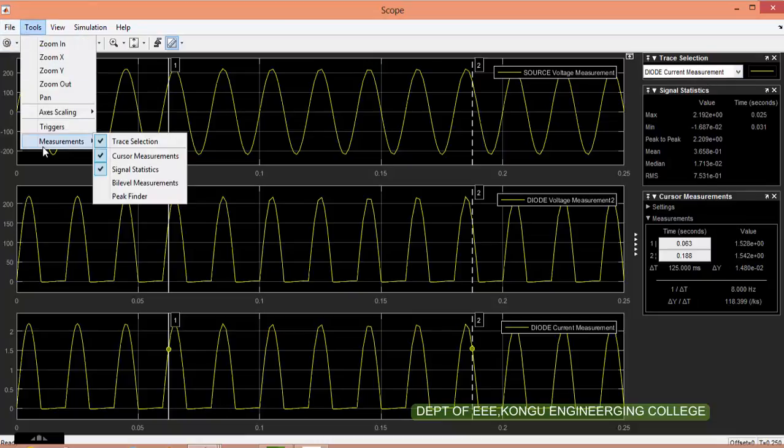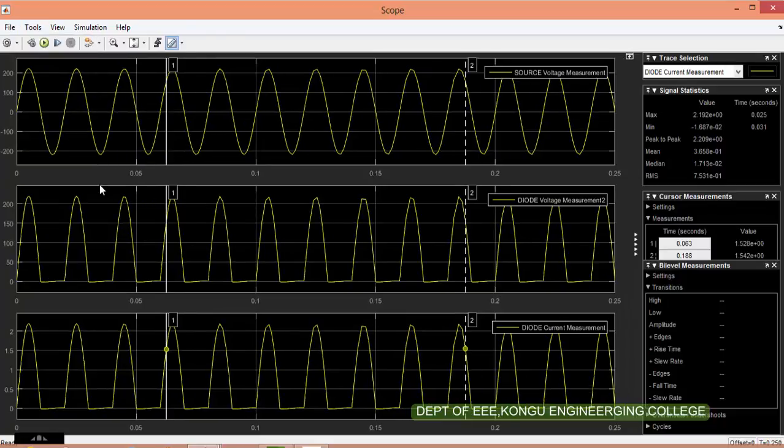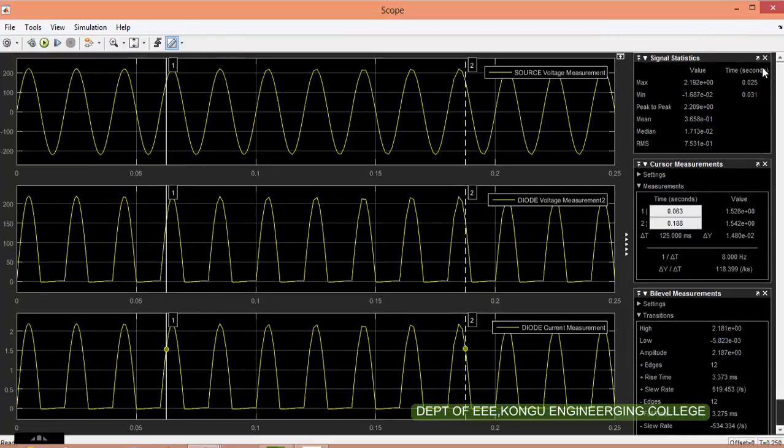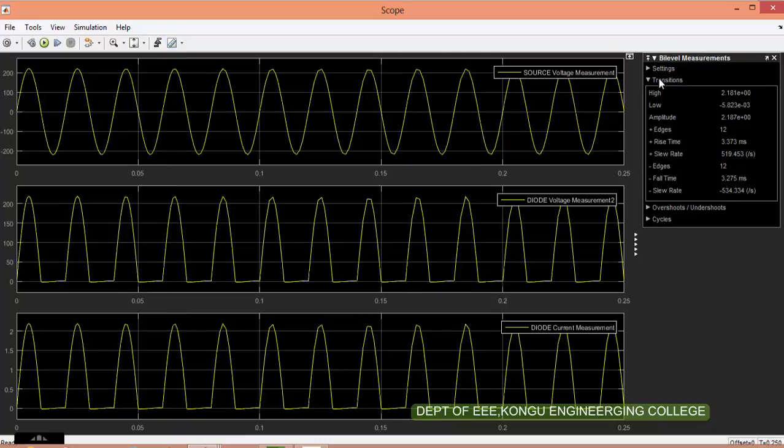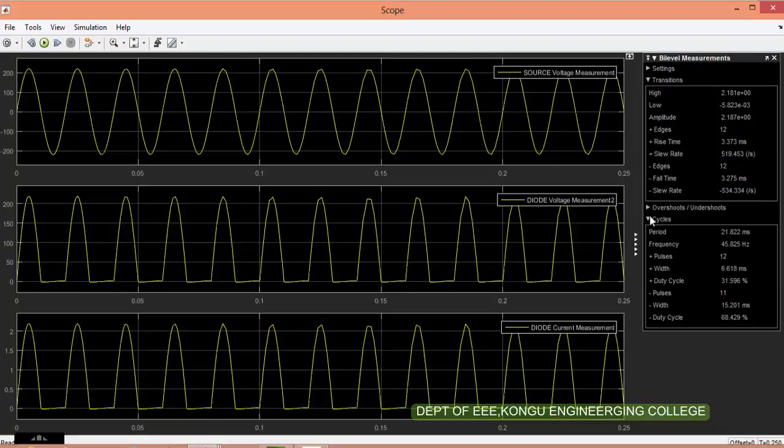Now, what is the next level? Bi-level measurement. Here, what is the difference between the other and this is, here it will give you the high value, low value, amplitude, edge, rise time, slew rate, fall time, slew time. Here it is of no use, but another time you can use it.